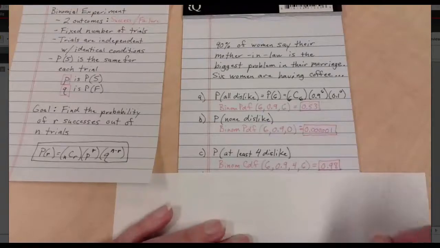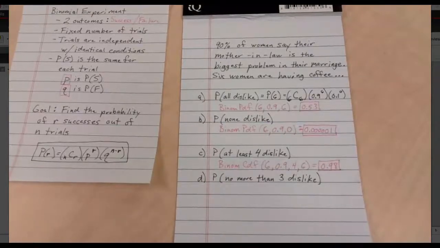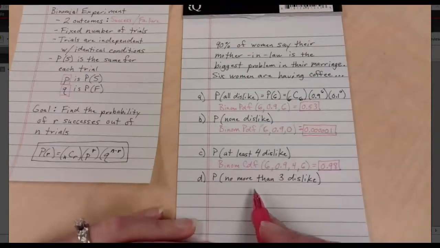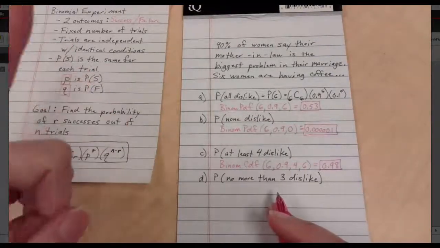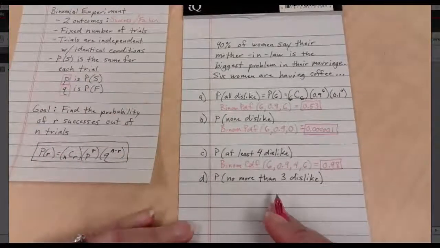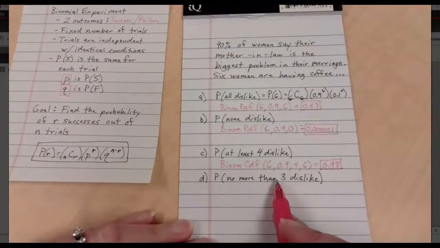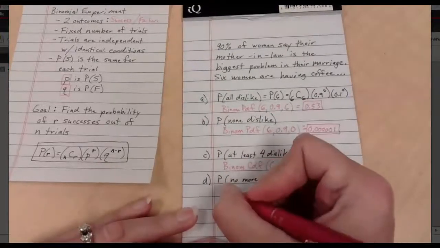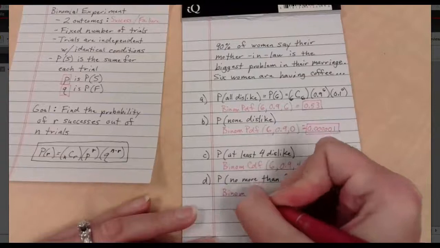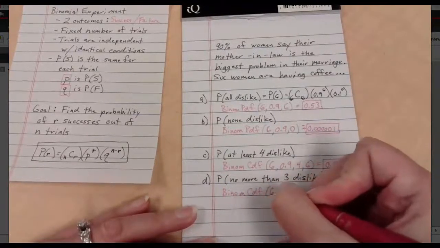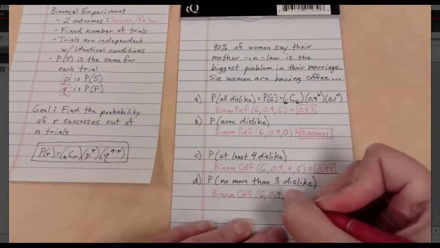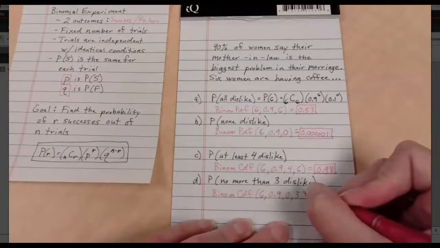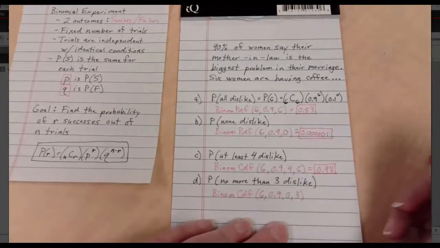Okay, one more, last one. Probability that no more than 3 dislike. No more than 3. Again, you've got to know what these words mean, guys. No more than 3. That means 3 at most. That means 3 or 2 or 1 or 0. Don't forget about 0. So that's, again, multiple probabilities, not a single. So I don't want to use PDF. I want to go back to CDF again. Binomial CDF, cumulative probability. Still 6 women, still a success rate of 90%, but no more than 3 means 0 on the low end and 3 on the high end.